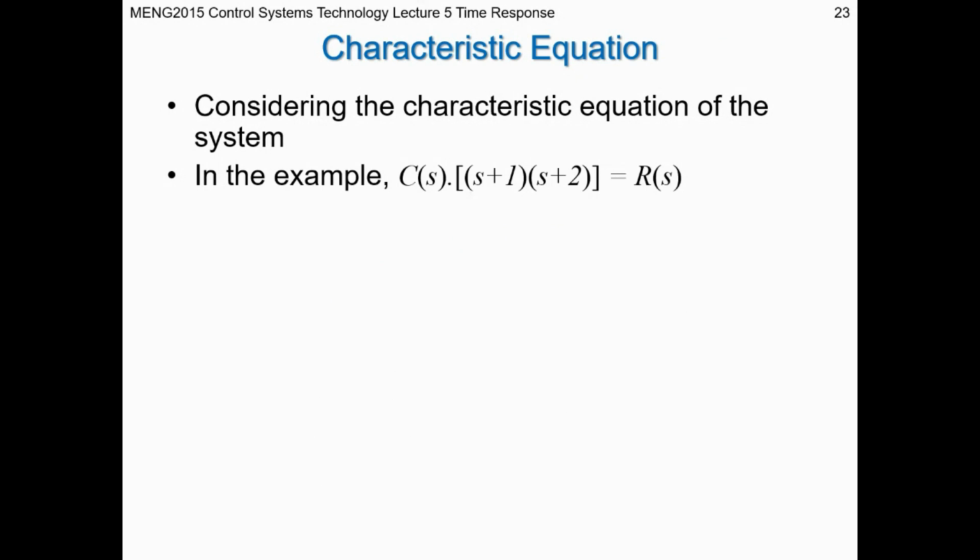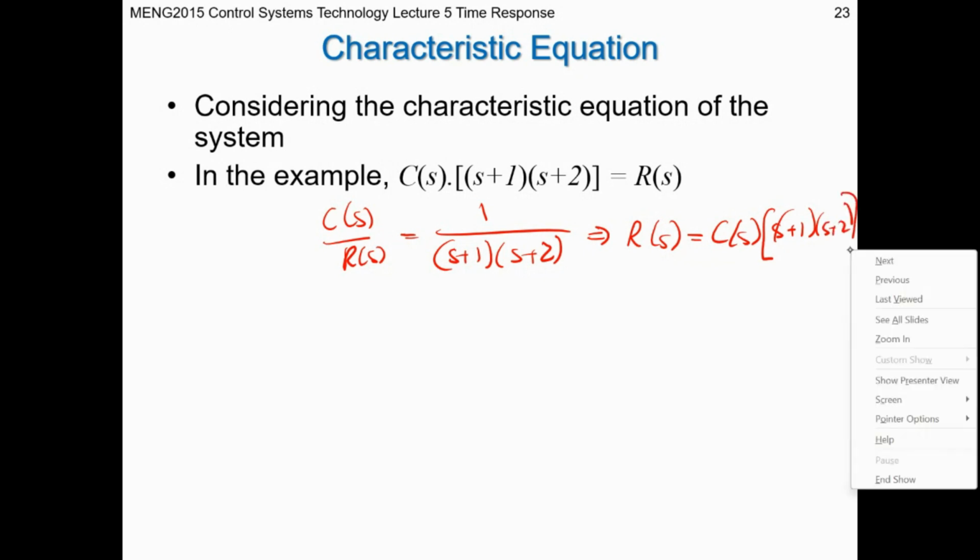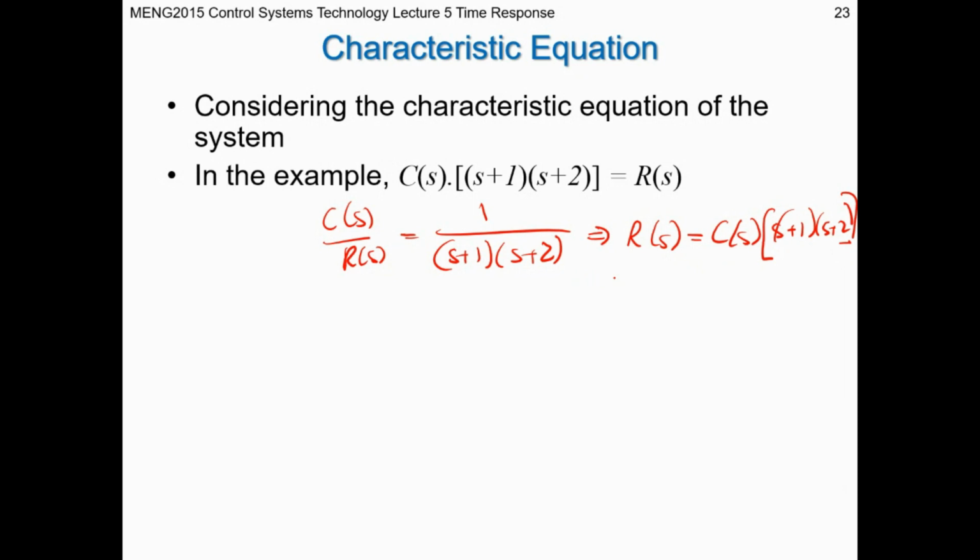Now, if we look at the characteristic equation of the system, from the example that we just had, we had our C(S) over R(S) equals 1 over (S plus 1) times (S plus 2). So that means C(S) equals R(S) equals our output now times our (S plus 1)(S plus 2), right? So that's what we have here.